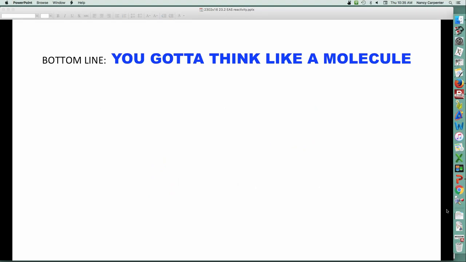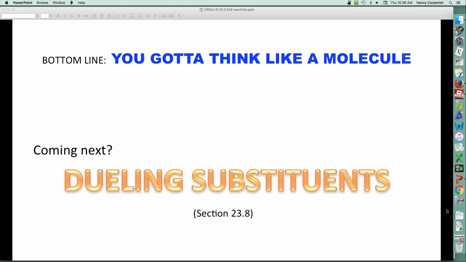All right, so the bottom line with these subtle changes in regiochemistry and reactivity is you just need to think like a molecule and think about mechanism. Think about what's going to happen under these conditions. And then, coming next, we will expand our look at regiochemistry just a little bit more by looking at aromatic rings with more than one substituent on them.